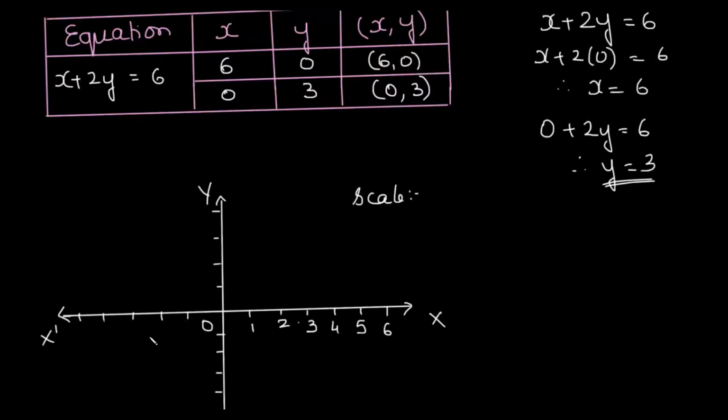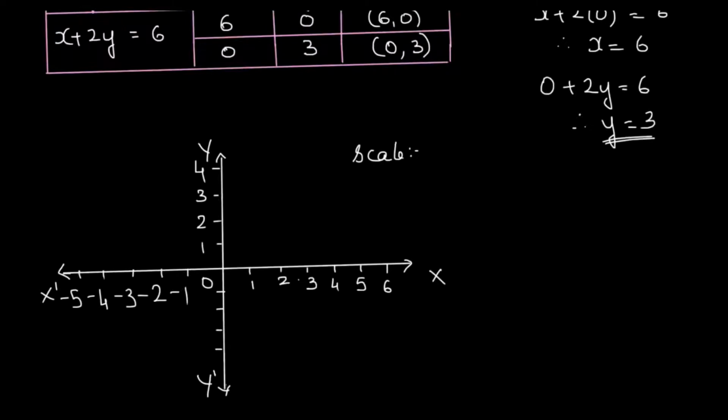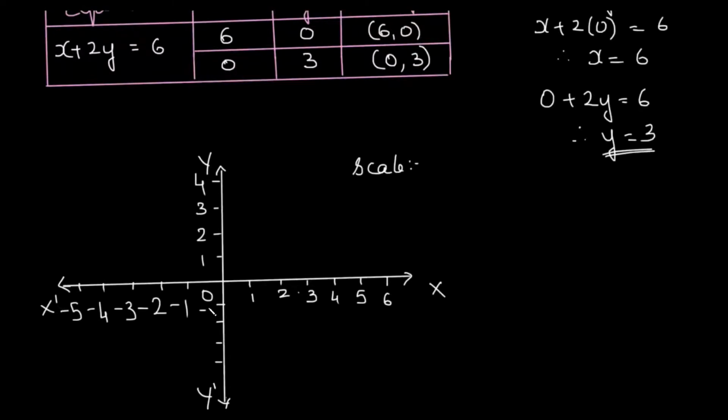On the other side, the negative side also, we'll just mark these coordinates just for the sake of marking. We don't need them in this graph actually. And similarly, the upper side is a positive y-axis. So 1, 2, 3 and 4. Remember, we need y only up to 3. And similarly, the negative y-axis. This way.